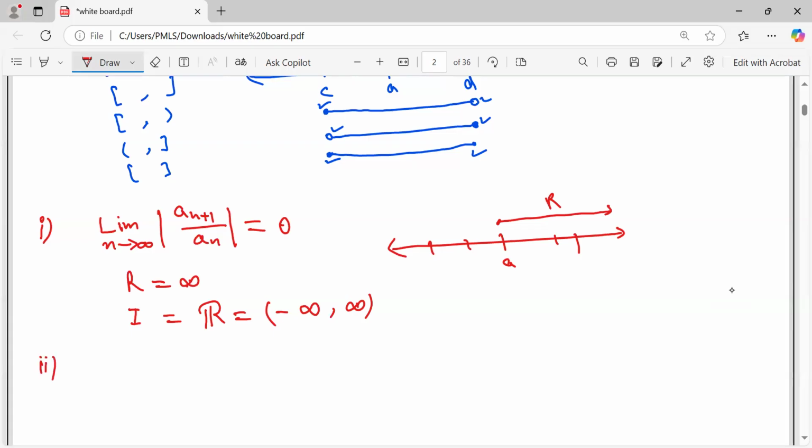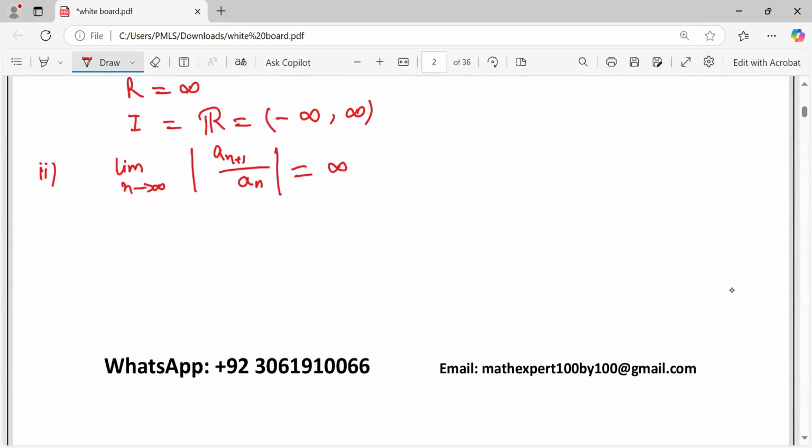Second case, if you apply the ratio test like that and you get the answer infinity instead of 0, then what will be the radius of convergence in this case? In this case, your radius of convergence will be equal to 0 and your interval of convergence I will be equal to just a single number, that is your center.